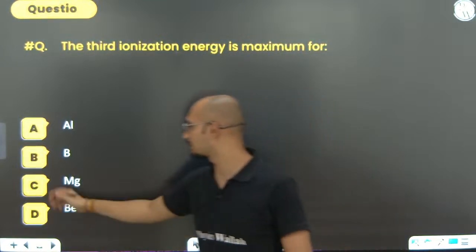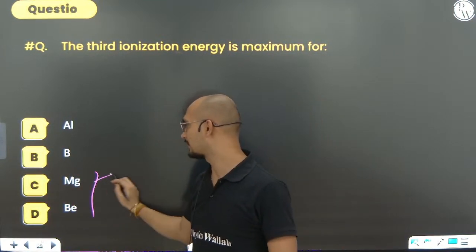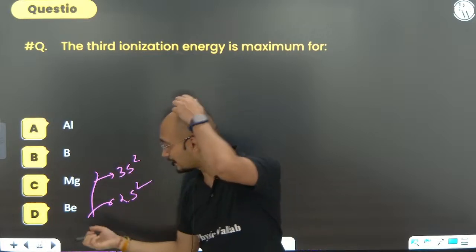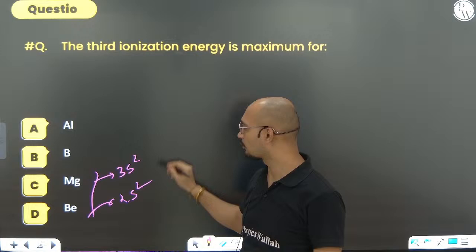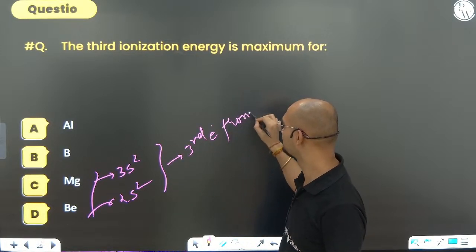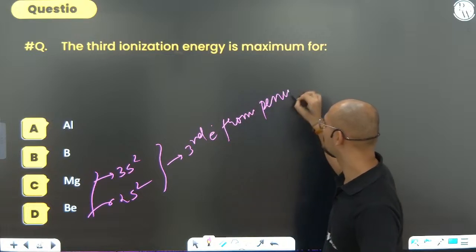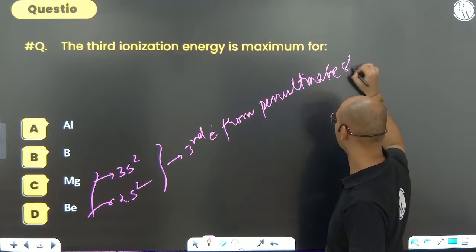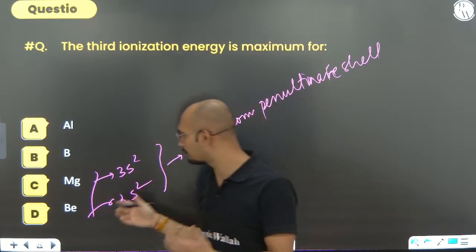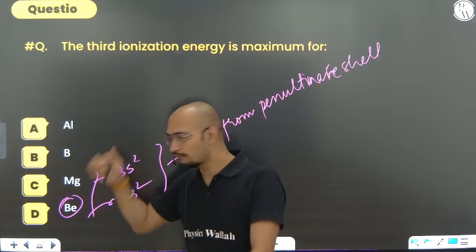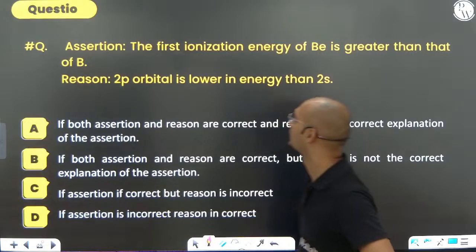Next, the third ionization energy is maximum for, I think, magnesium. Both of them have 3s2 and 2s2. So which is the closer electron? The two electrons are okay, but the third electron for magnesium is from the penultimate shell. If it is from the penultimate shell, it will take a lot of energy, but beryllium is smaller, so it is closer. If it is closer, the removal of the electron will be tough. So option D will be the correct option.